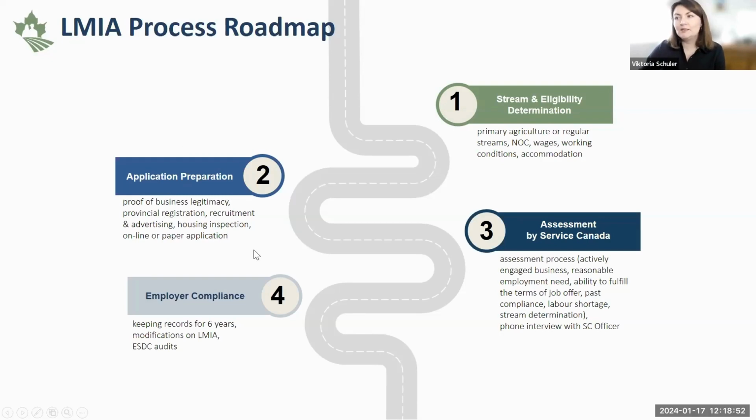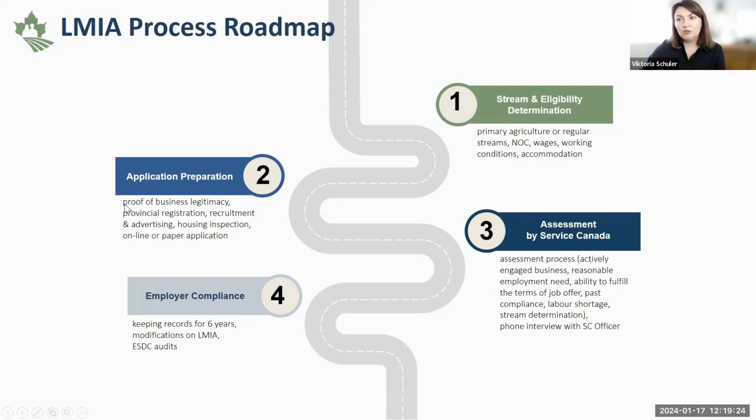The second step is the preparation of the LMIA application. As a part of that preparation, especially if you haven't submitted an LMIA in the past, you need to provide proof of your business legitimacy. If you had positive LMIAs in the past 2 years, this is not required. Usually proof of business legitimacy is your CRA documentation and your business license. It could be an attestation letter from the accountant or lawyer. So there is a list of documents that you must provide.